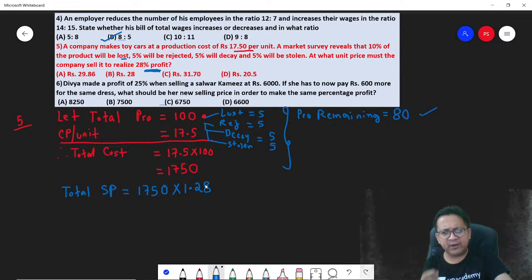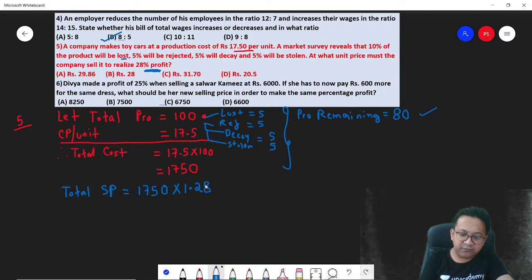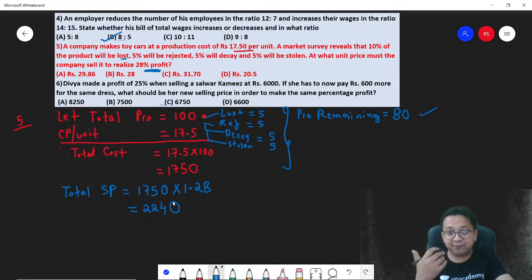If it is 10% profit, you multiply by 1.1. If it is 20% profit, you would have said 1.2. But now it is 28% profit. So I'm using a calculator. 1750 into 1.28 will come out to be 2240. So the total selling price that you need, or the total money that you need after selling, is 2240.